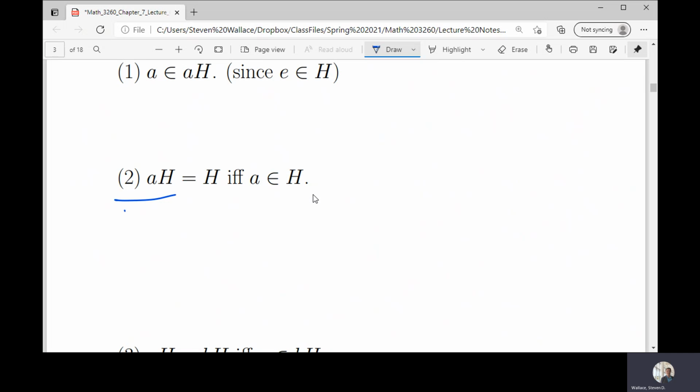And we can prove this. So if AH is H, that implies that A is in H, right, from part 1.